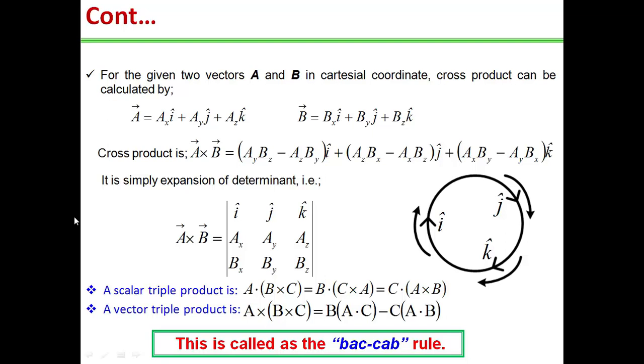Now, a scalar triple product is a dot product of the first vector with the cross product of the second and third. Suppose A dot (B cross C) will be equal to B dot (C cross A), and the same will be equal to C dot (A cross B). And the vector triple product is defined as the cross product of one vector with the cross product of the other two. That means A cross (B cross C) is written as B(A dot C) minus C(A dot B). Basically, this is called the BAC-CAB rule.